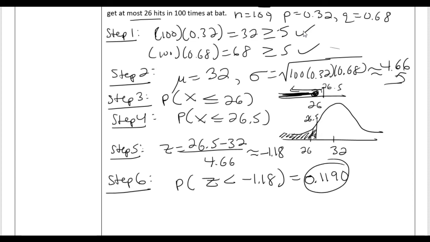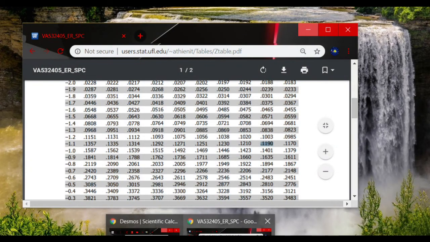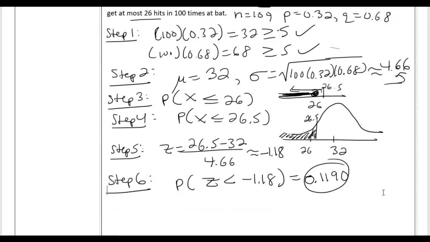So 0.1190. All right, let me verify that. 0.1190. Okay, so there you go. All right, and that's all there is to it, guys. You just have to follow the steps and recall how to calculate the z-score. The hardest part is the continuity correction. You just have to remember that correction factor, and once you do that, everything else is pretty much the same.